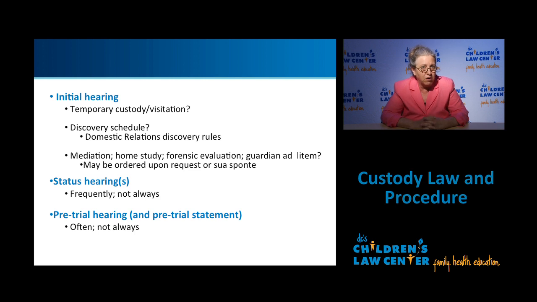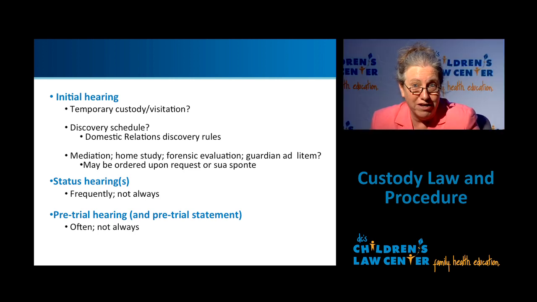The court can order something called a home study. The court can order something that is variously called a forensic evaluation, or a custody evaluation, or a mental health evaluation, or a psychological or psychiatric evaluation of the adults or the children, or all of them, to get a better sense of the parenting capacity of the adults, to get a better sense of their relationships with the child, to get a better sense of the child's emotional needs and the child's relationship with those adults. So that's something the court can order.